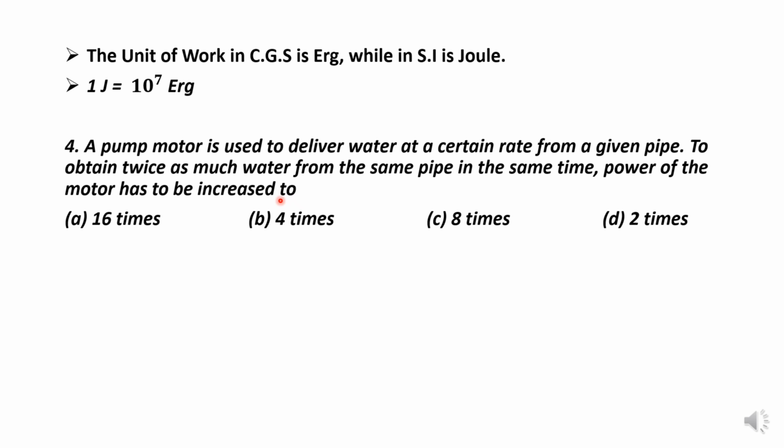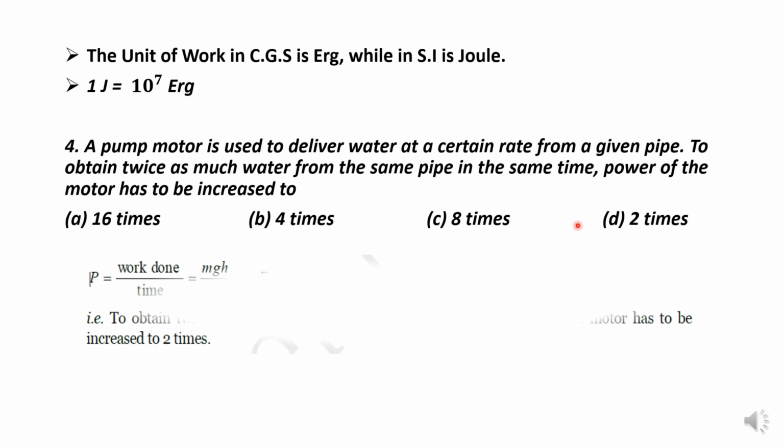So according to the question, a pump motor delivers water in a given pipe, so we need twice the water. It means that we need 2 times the water to be delivered in the same pipe and in the same time. Now we have to increase the power of the motor either 16 times, 4 times, 8 times, or 2 times.